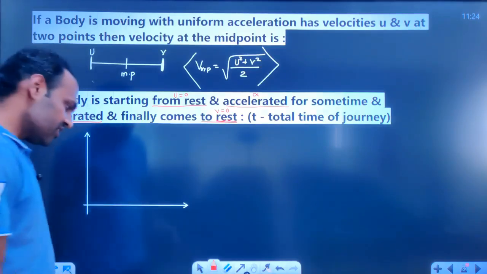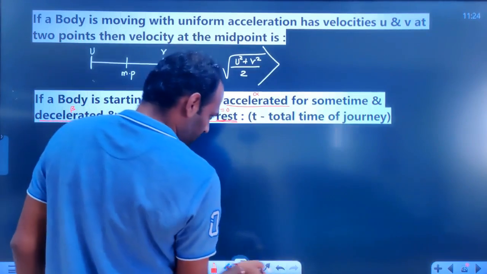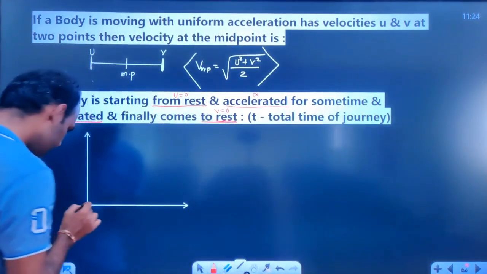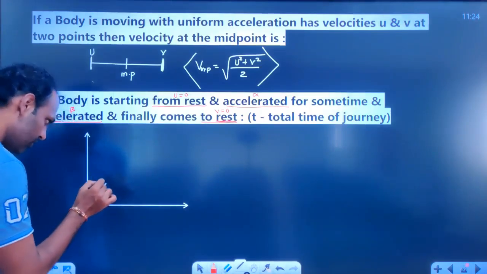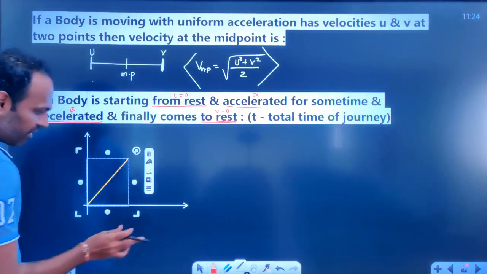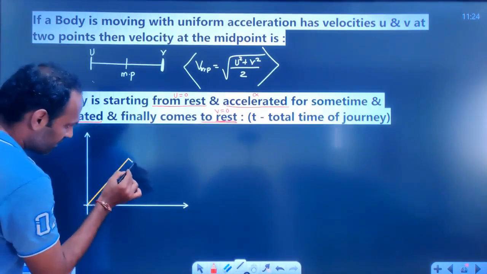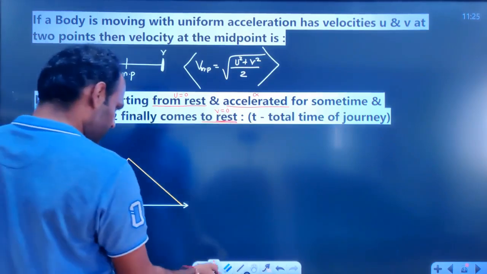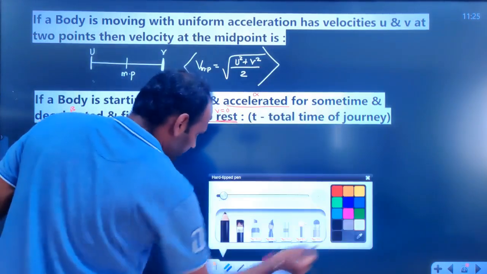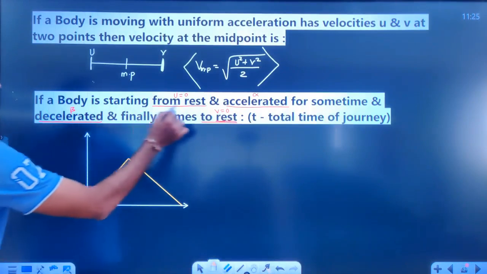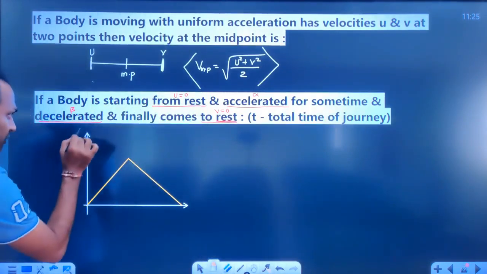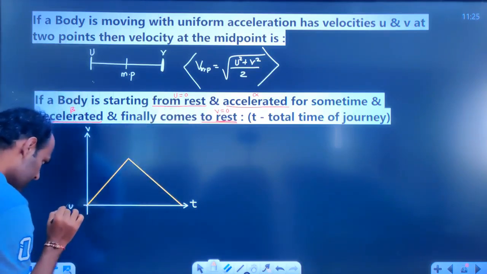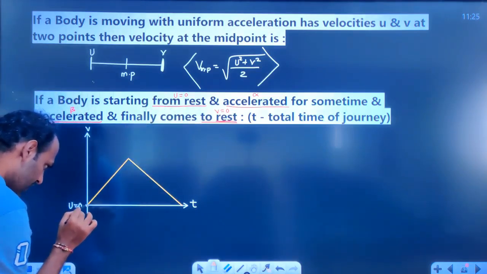Correct? So now see, what will the graph of such a journey be like? How will be the graph of this? See, graph of this will be like this. Initial velocity has to be 0, it accelerates for some time, and it again decelerates and comes to rest. Right? So see, this is the VT graph. Starting from rest means initial velocity is 0. That's why the graph is starting from 0.